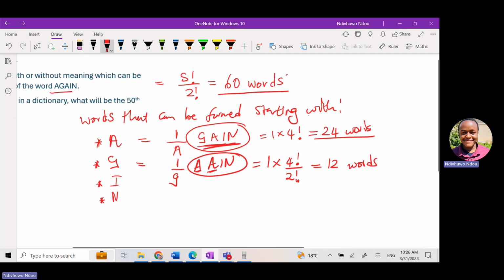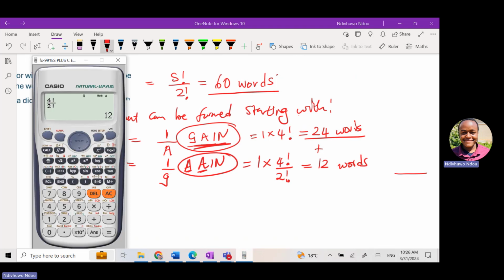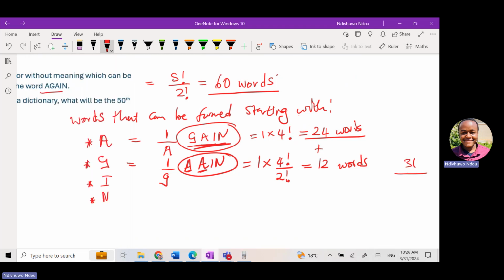So what is happening here, guys? In a dictionary, when we start with A, we reach word 24. Plus, the next one will start with G. Remember, we're following alphabetical order. If we're starting with G, we form only 12 words. So far, in total, we have 24 plus 12, which is 36 words. We need the 50th word.